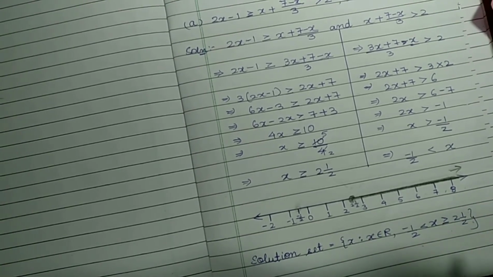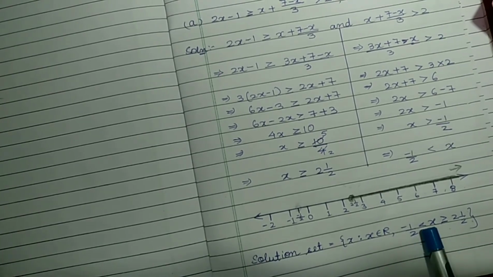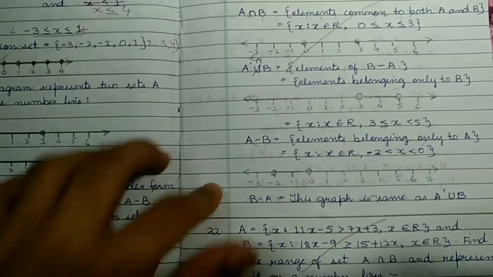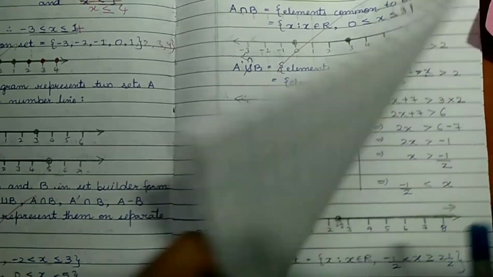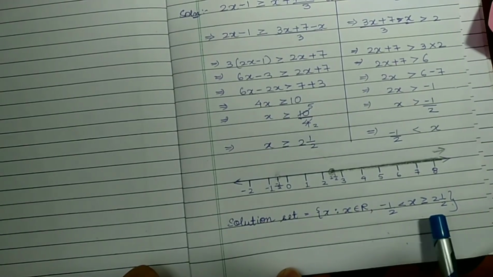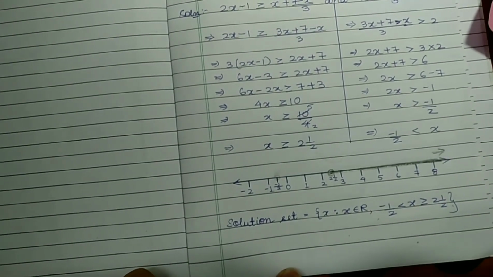So this is the solution set. You can see that there are two different inequalities, and this type is not there anywhere here. You can see here there are two similar inequalities, right? But since this problem is different, the inequalities are like this: minus 1 by 2 less than x, which is greater than or equal to 1 by 2. So this is the answer for this question.